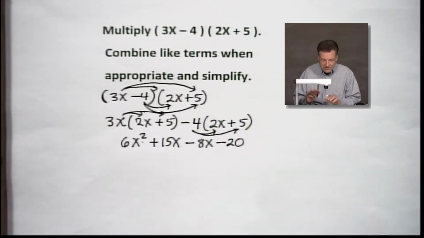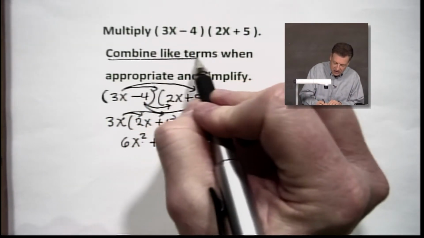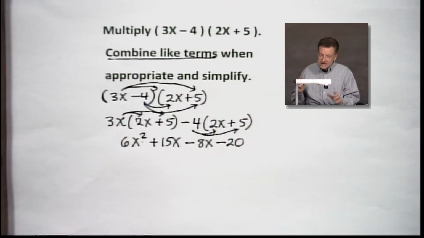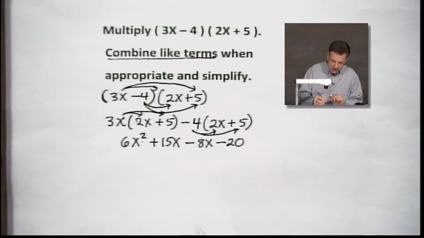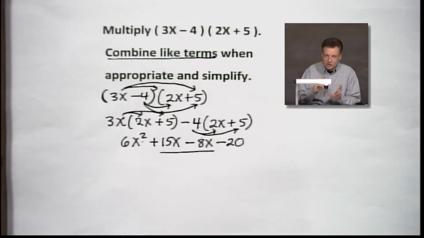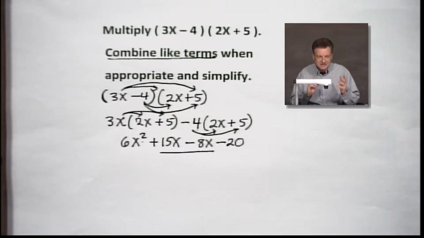So putting it together, now we're going to talk like terms. Now we're going to combine those like terms when appropriate in order to simplify our problem. Right there we have them. They're two x's without exponents. All right, so it's 15x minus 8x.